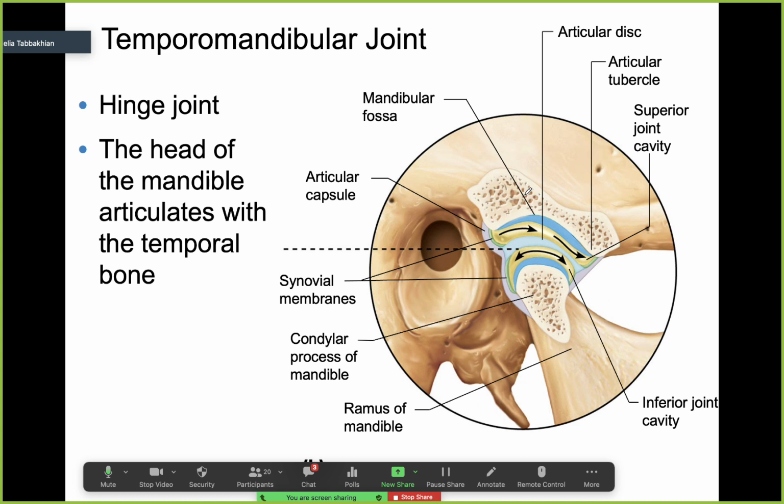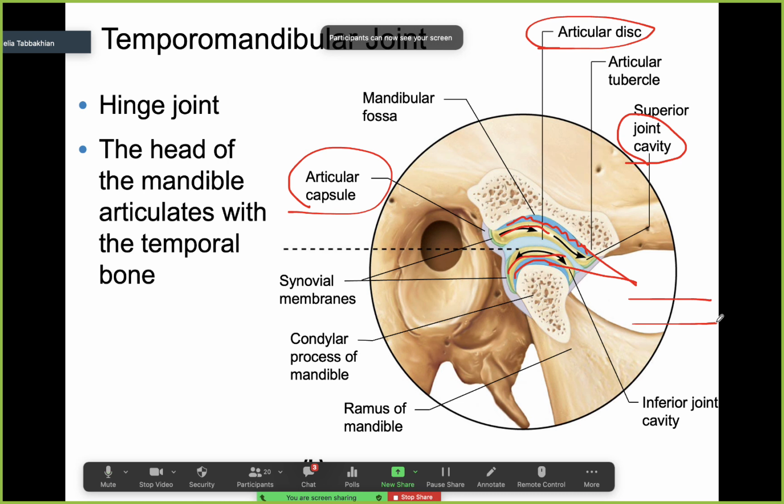So here's the TMJ. This joint has a few of the main features that we've seen before: articular capsule, articular disc. We've got a joint cavity. And remember, the joint cavities are full of synovial fluid. And then the one thing that's not labeled on here is these blue pieces. This is called the synovial, or you can call it articular cartilage. So this here and this here, write down articular cartilage.